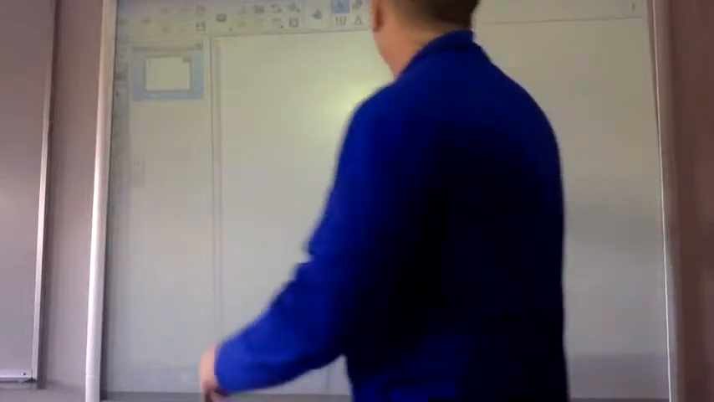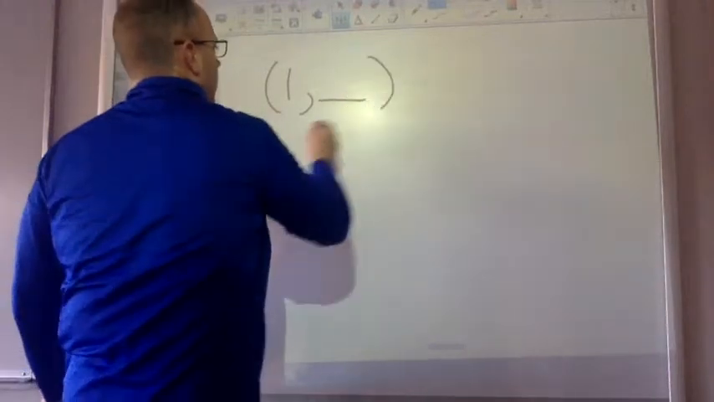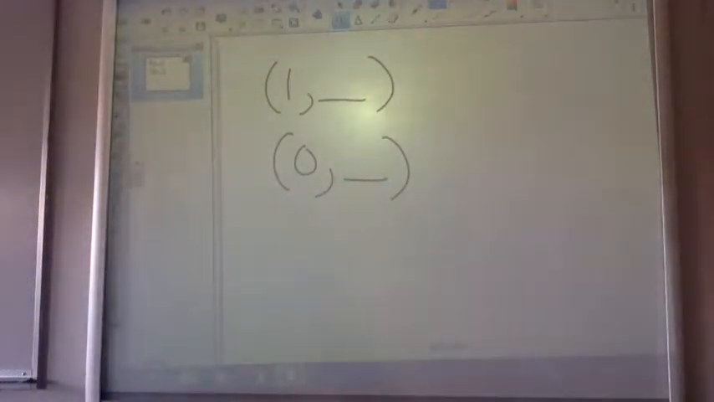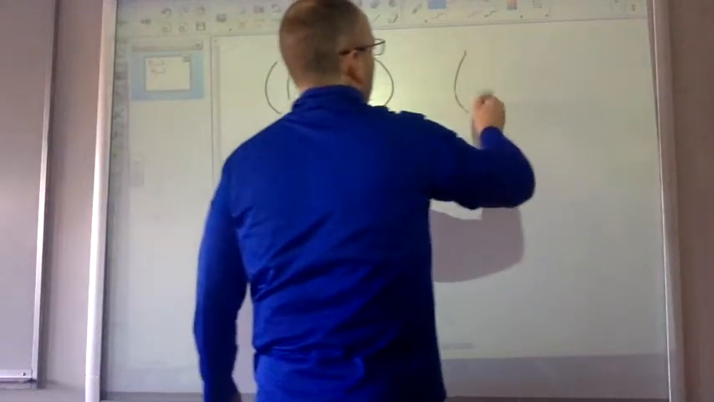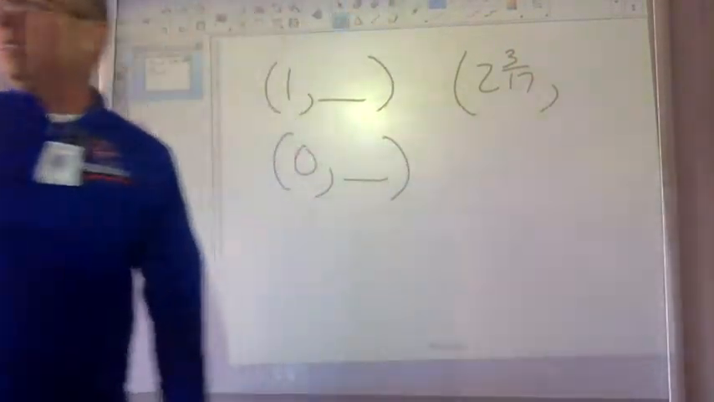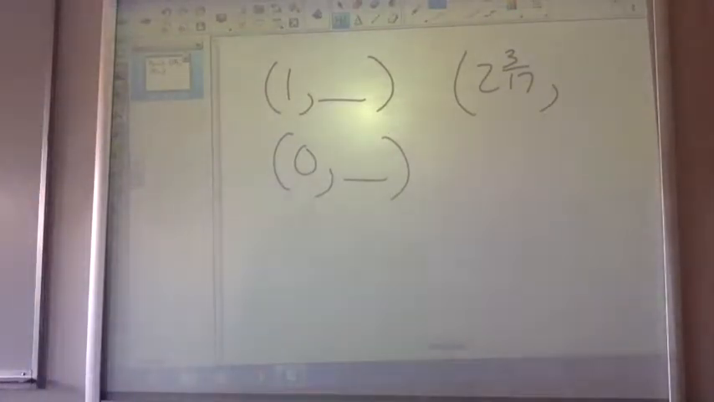Am I getting 1 comma and 0 comma? Where are those coming from? They're easy numbers to plug in, is where they're coming from. I could, if I wanted to, say, you know what? I want to have 2 and 3/17 to plug in. Do y'all think that would be a nice, fun adventure?